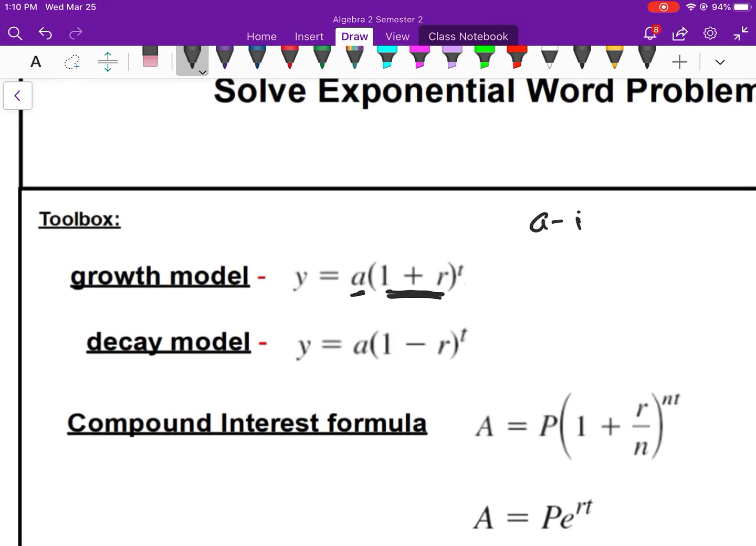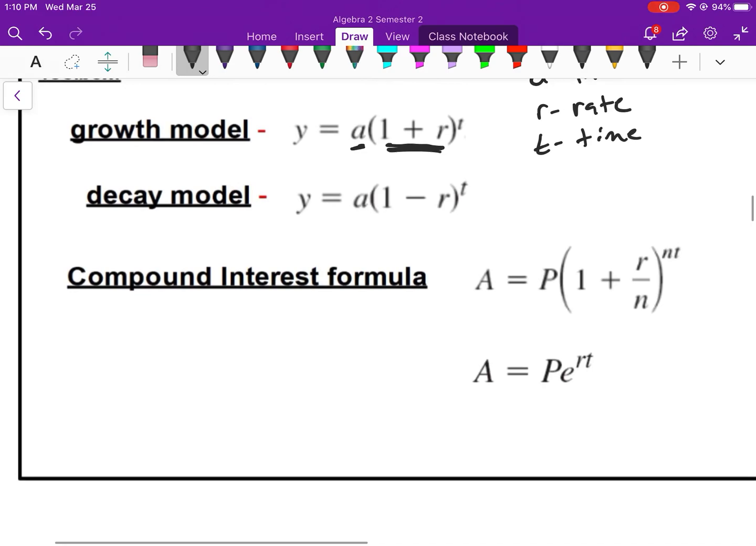And then again, we got that a value. And the a value is going to represent our initial amount. R, like I had said, is the rate, which is typically given to you in percent, but you do not want to write it as a percent. We're always going to write that percent as a decimal, and then T is our time. Okay, decay model, A, R, and T represent the same thing, except again, decay model, you're going to have 1 minus the rate, which will give you that value that it will be between 0 and 1.